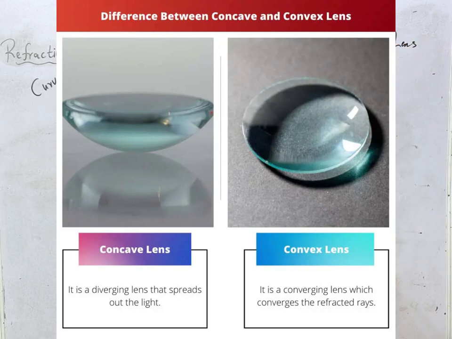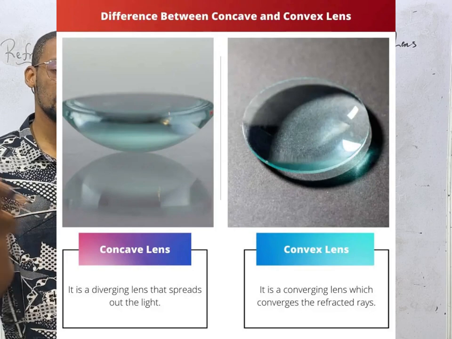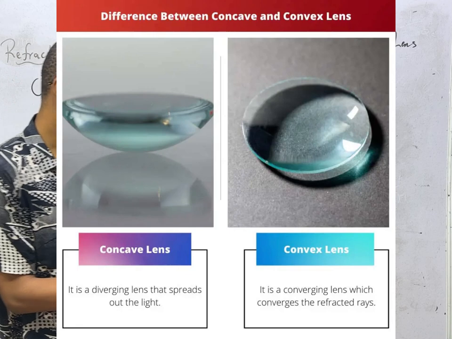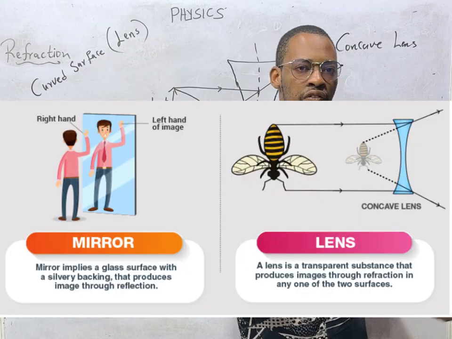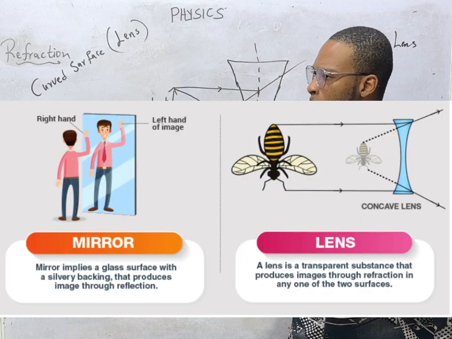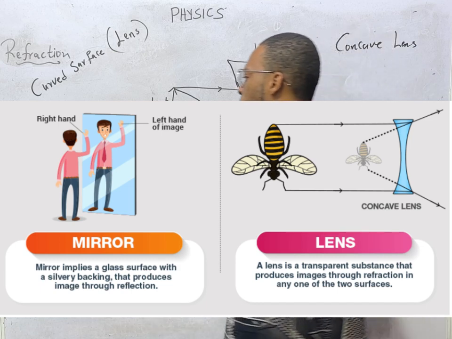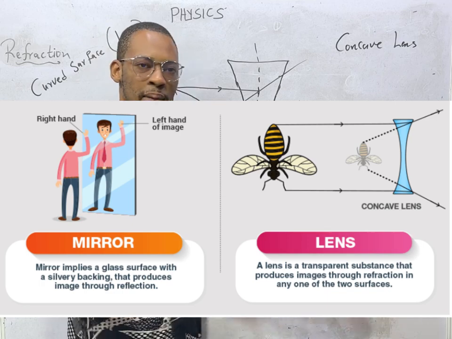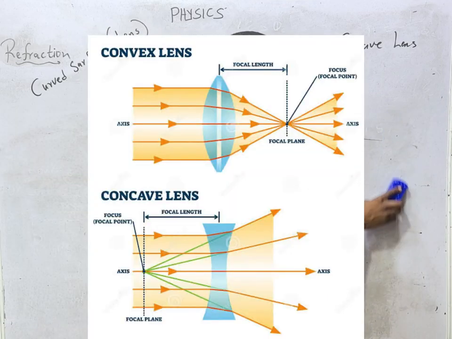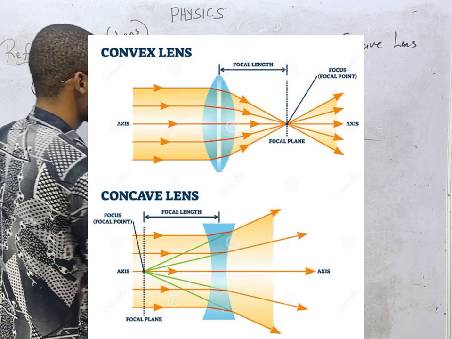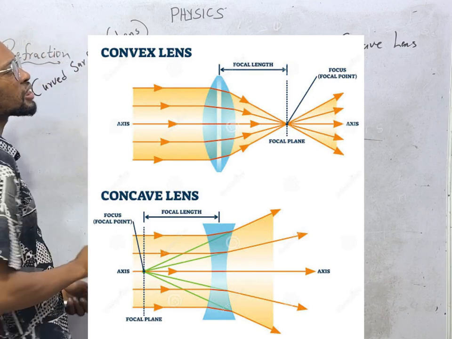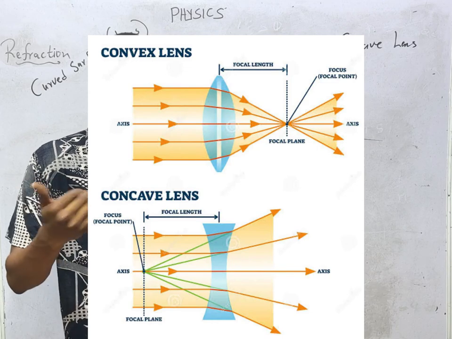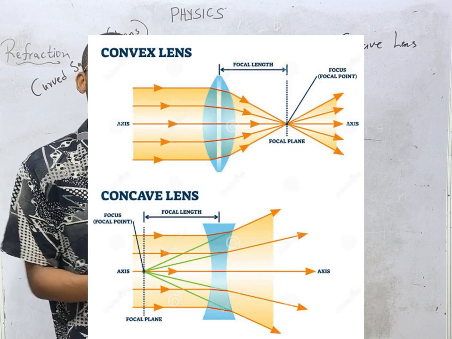In mirrors, we dealt with parts of concave mirrors, like the center of curvature, the radius of curvature, the focus, the pole, and the principal axis. We dealt with all of these parts. Please don't learn to forget. Now let's see the formation of image in a concave lens and the types of image formed. Where is this image formed?